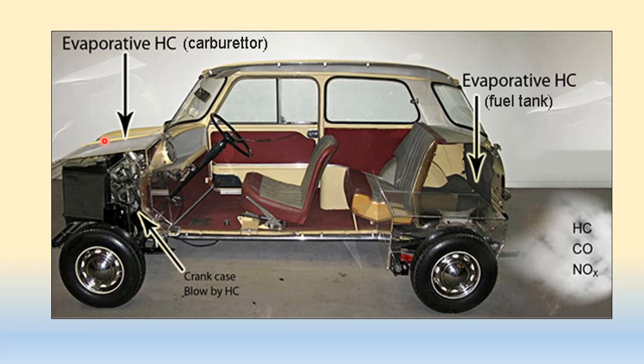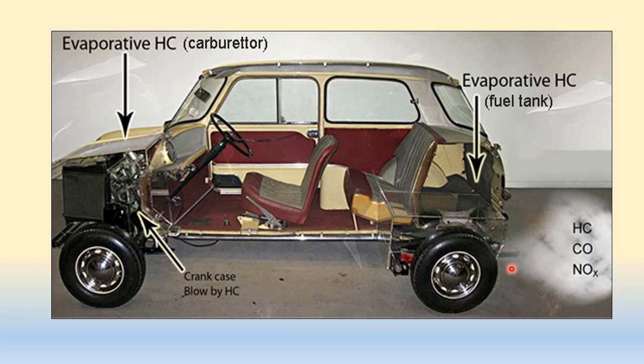One, fuel tank, carburetor, crankcase and exhaust pipe. The contribution of pollutants by these sources is as shown in the figure. Evaporative loss from the fuel tank and carburetor is up to 15 to 25% of total hydrocarbon emission. Crankcase blowby from the crankcase is around 20 to 35% of hydrocarbons. And tailpipe exhaust results in 50 to 60% of hydrocarbons and almost all CO and NOx.